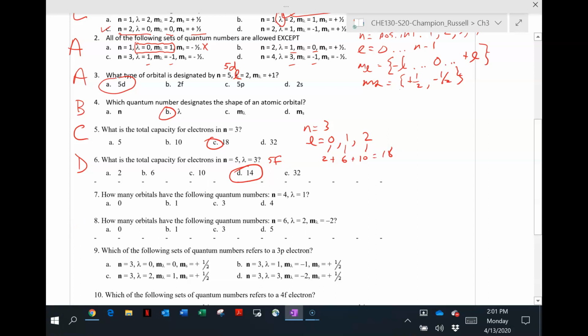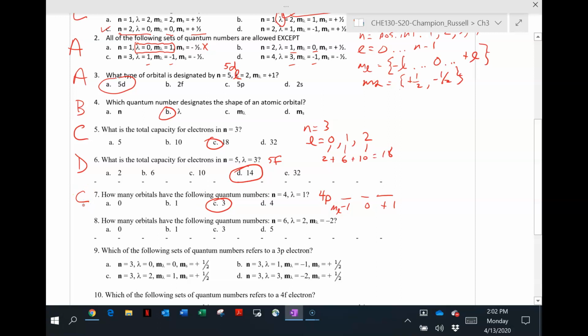Alright, how many orbitals will have the following quantum numbers? N equals 4, L equals 1. So that's a 4p orbital, and that's going to be 3 orbitals which have m sub L values of negative 1, 0, and positive 1. It could hold 6 electrons, but we're asked how many orbitals. That's C.